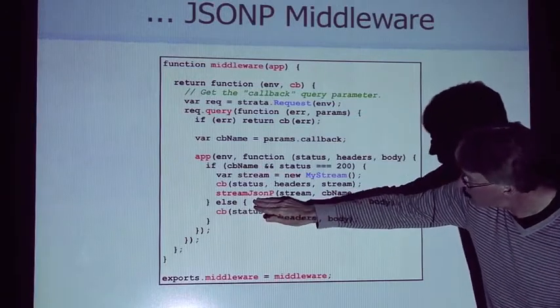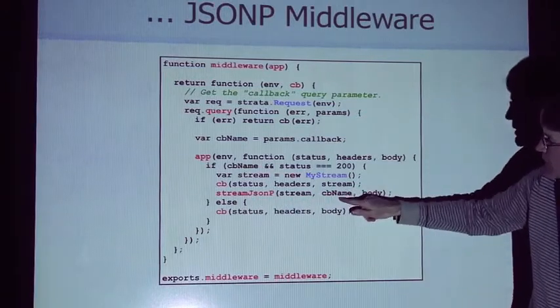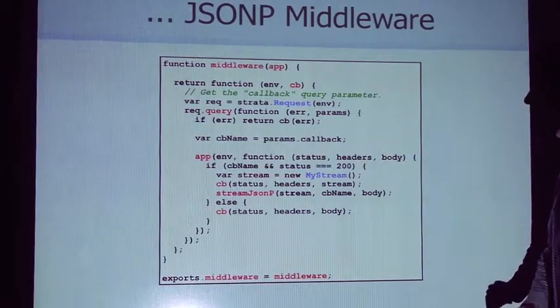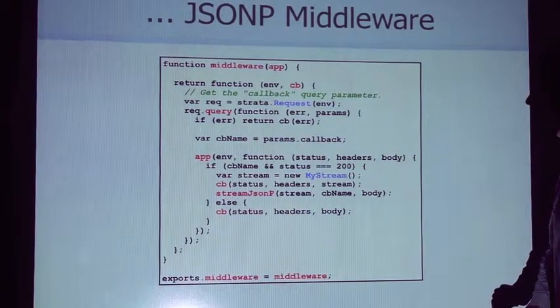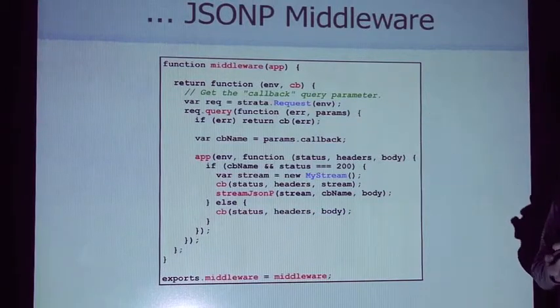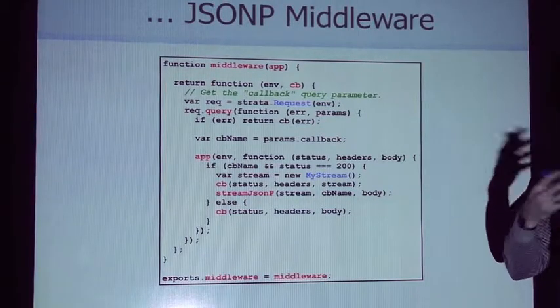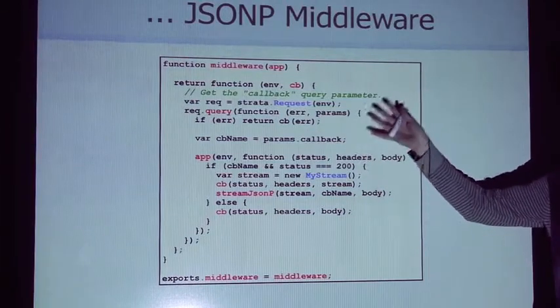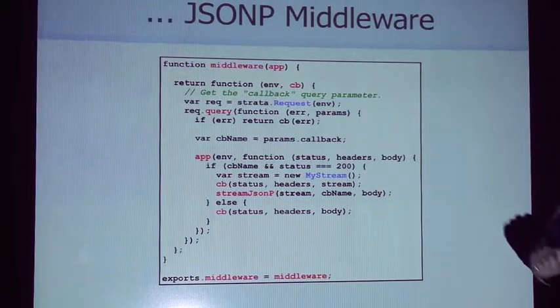And then I can go ahead and call that stream JSONP, give it the stream, the name of the callback, and the body, and it's going to stream everything through to that. Okay? So with this piece of middleware in place, I can support JSONP or not support it. So if I get requests that don't have the callback query parameter, it just runs in the normal way. But if that's present, then it does the JSONP thing. So that's kind of a practical example of when you might want to write your own middleware.